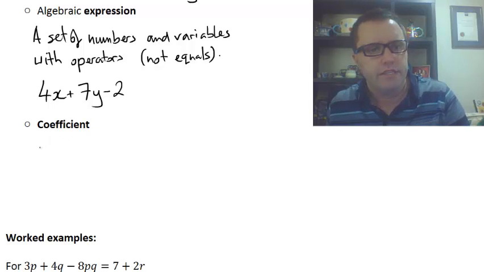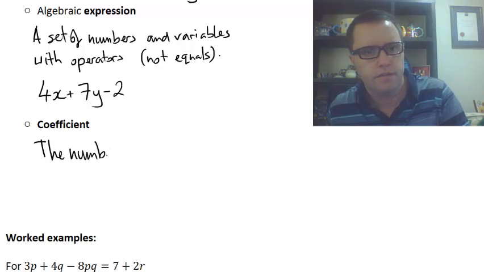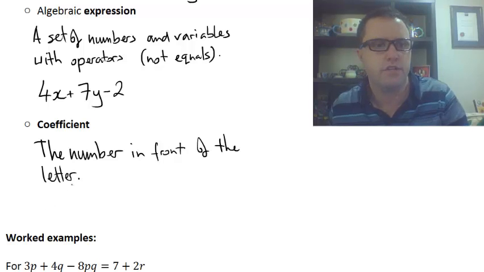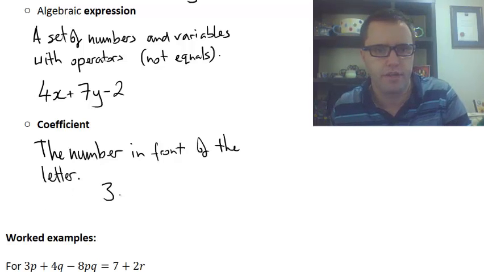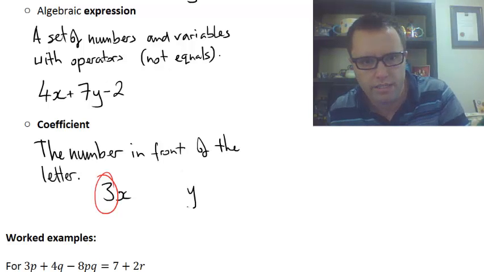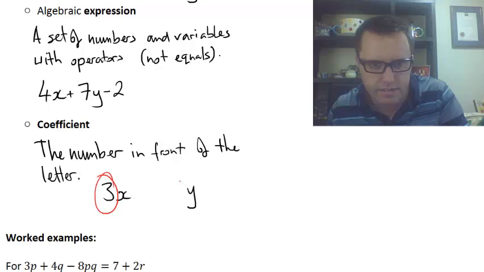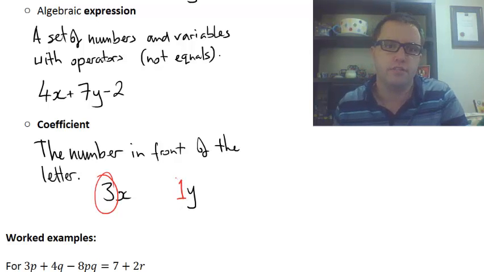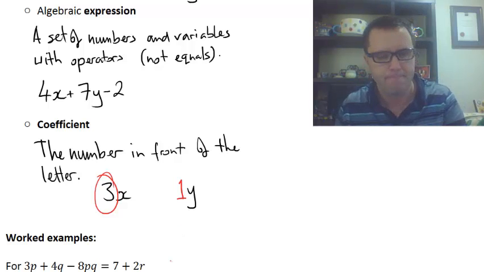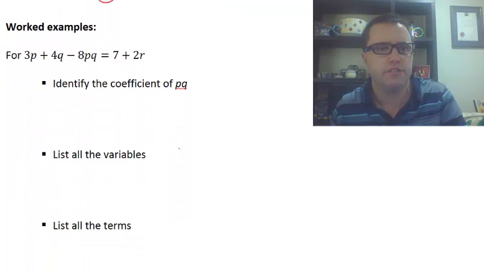This word basically means the number in front of the letter. All right, so if we had 3x, the coefficient is 3, because it's the number in front of the letter. If we had just y sitting by itself, it has an invisible 1 here that we don't see, because 1 times y is still y, so it's okay to have that, and its coefficient would be 1. Right. Let's have a look at some worked examples.